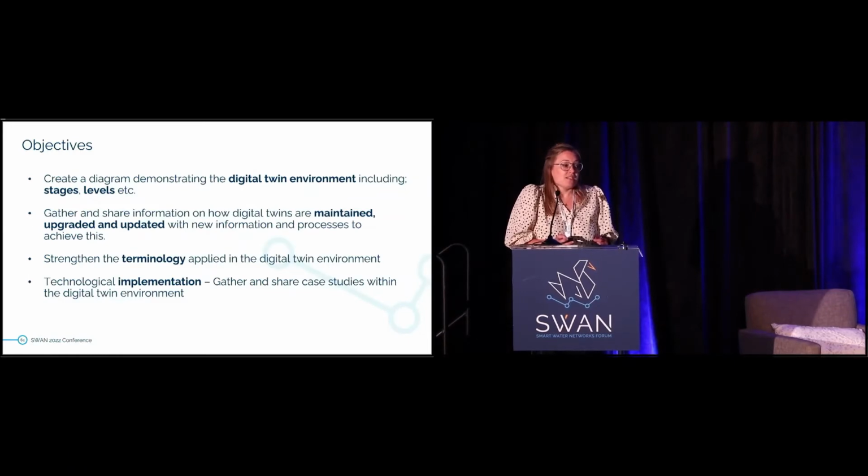So the objectives of our group are to create these diagrams, and maybe they could evolve further, but we need to demonstrate the digital twin environment with the stages and levels, and if we find more. And then we also need to gather and share this information of how the digital twins are maintained, updated, and upgraded, and this is where the data links come in. And then we also think that we need to strengthen the terminology when we talk about a digital twin, because there are several of them, so we need to be much clearer in our terminology. And then we gather and share case studies within our digital twin environment.